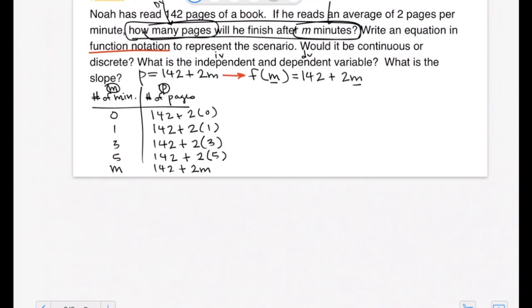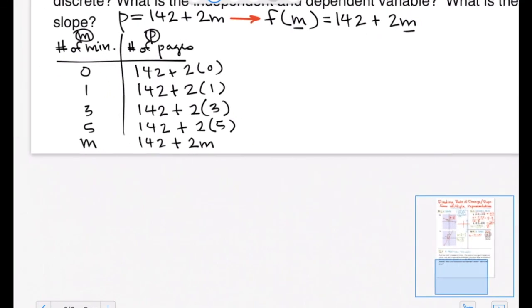Okay, so we've talked about dependent variables. We've talked about the equation and function notation. Let's talk about continuous or discrete. So remember, the question you want to ask yourself is, can he read a portion of a page? And is it legitimate for a portion of a minute to pass? Hopefully you're saying yes. And if your answer to that is yes, then the function is continuous.